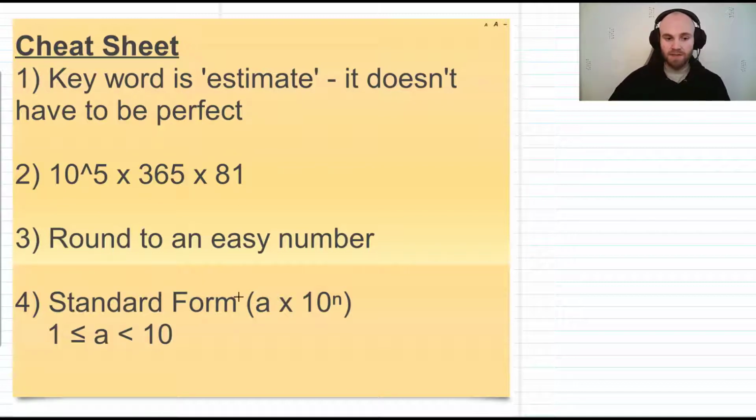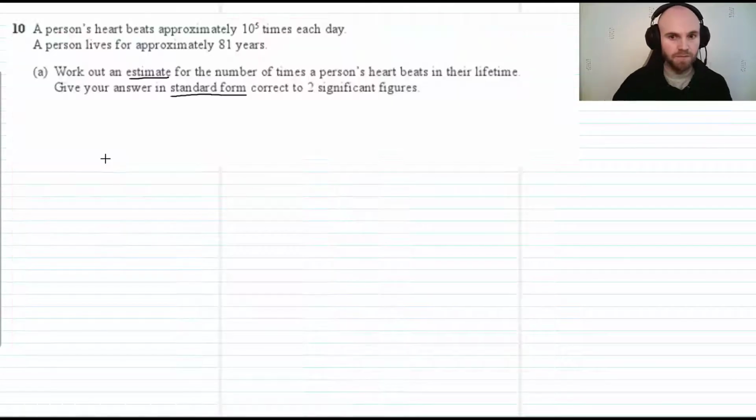And then when we put it in standard form, we need to remember that when we have something multiplied by 10 to the power of something, this A needs to be between 1 and 10. So it needs to be greater than or equal to 1, but less than 10.